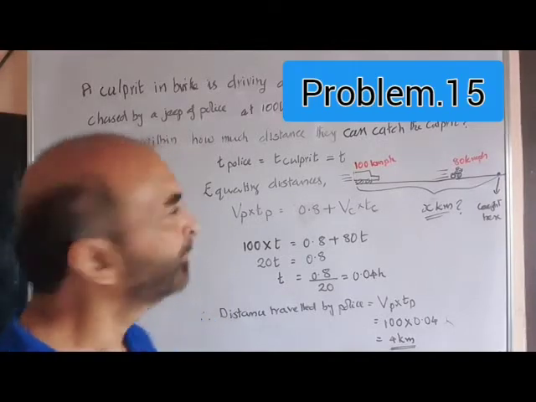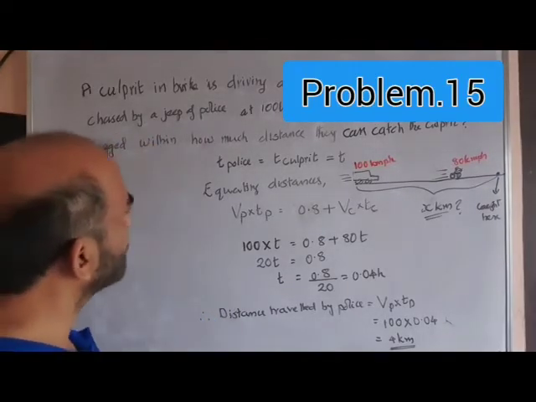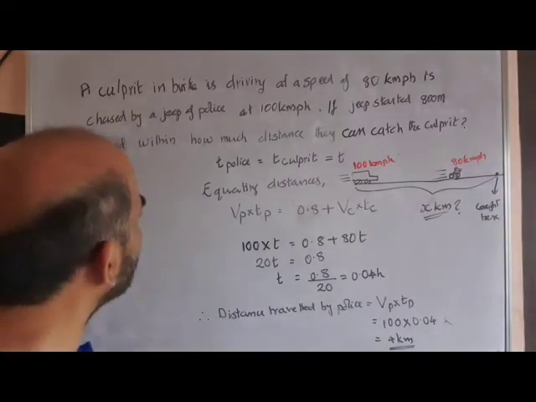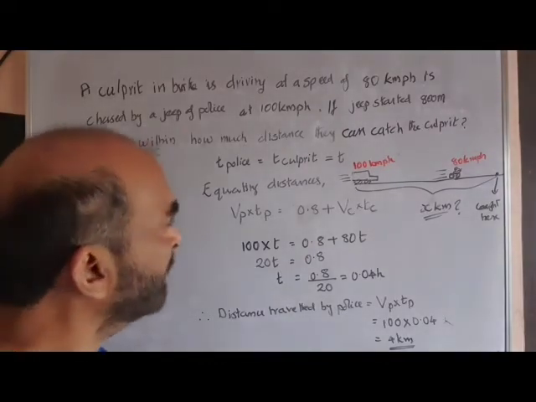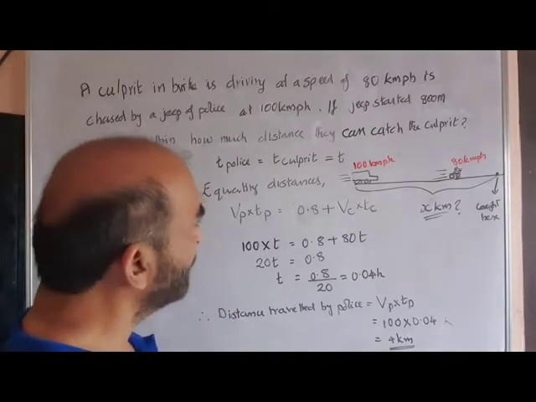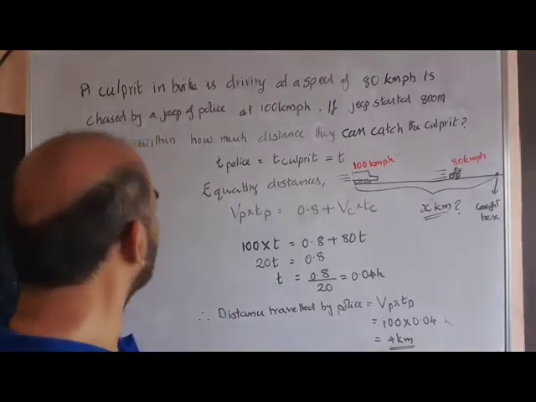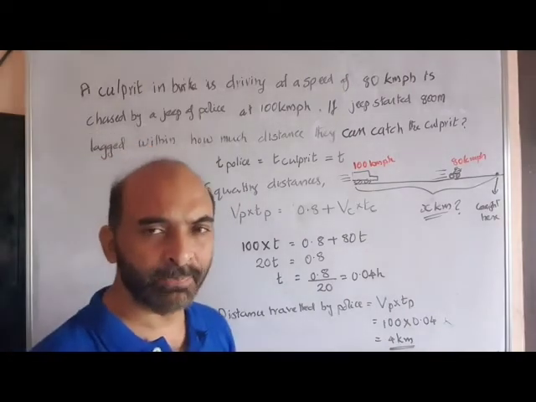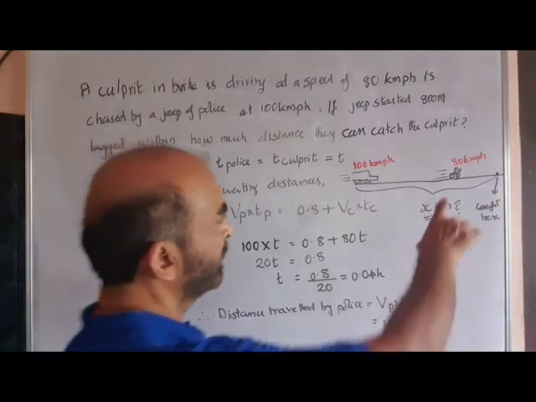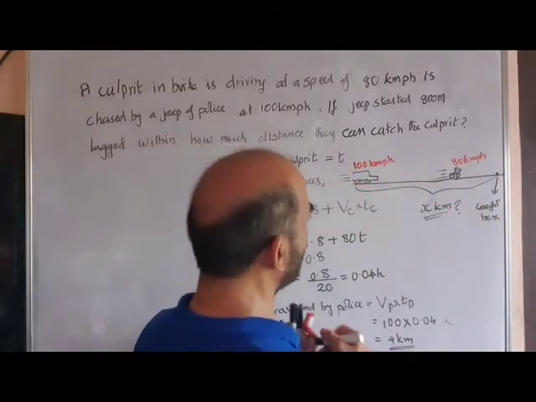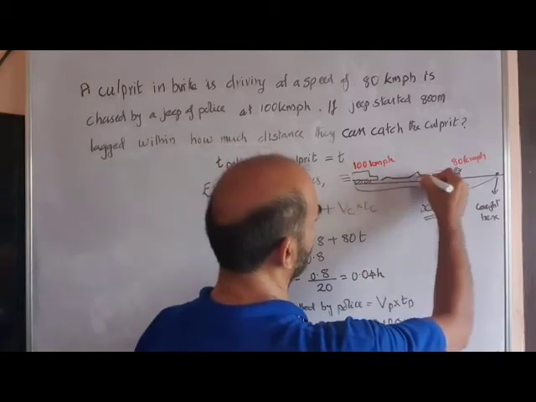Next question. A culprit on a bike is driving at a speed of 80 km per hour and is chased by a jeep of police at 100 km per hour. If the jeep started 800 meters behind, within how much distance can they catch the culprit? Okay. See, initially the distance between the two is 0.8 km. This is 0.8 km.